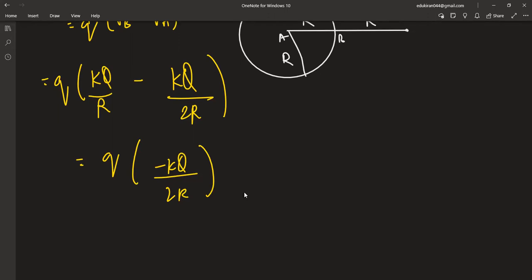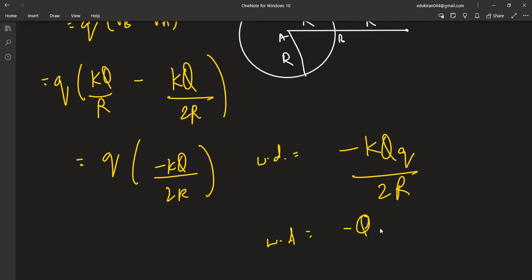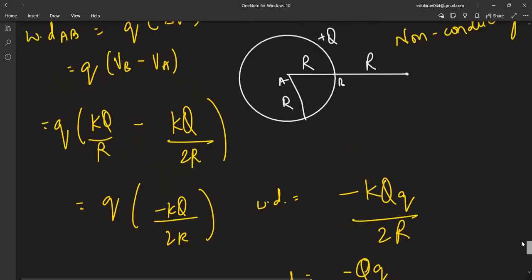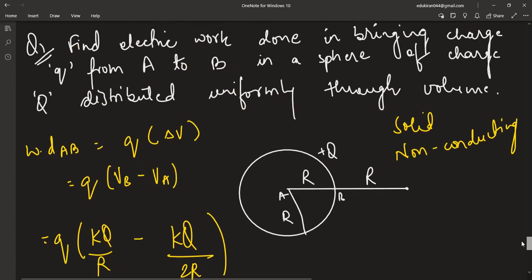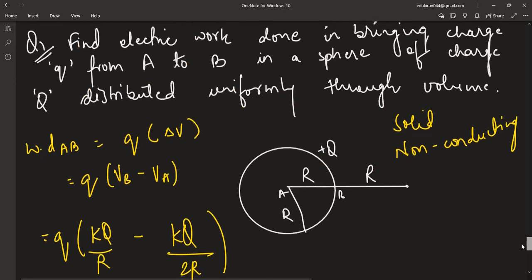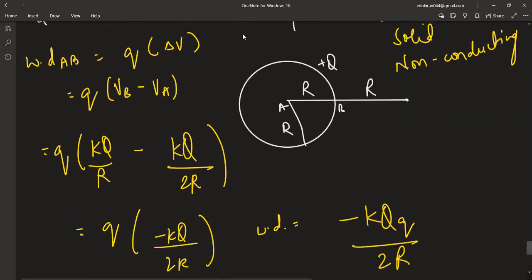You can write it as minus KQq by 2R also, depending upon which type of option you are getting. Sometimes options are in terms of epsilon naught only. At that time you have to write minus Qq by 8 pi epsilon naught R. Clear? Note this on the question you have written already. Note down the solution quickly and let me know. This was the last question for today.